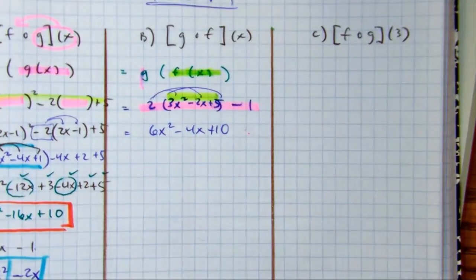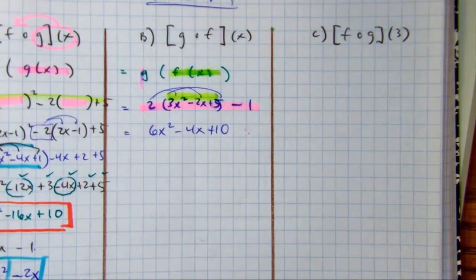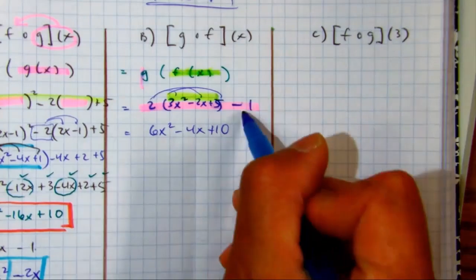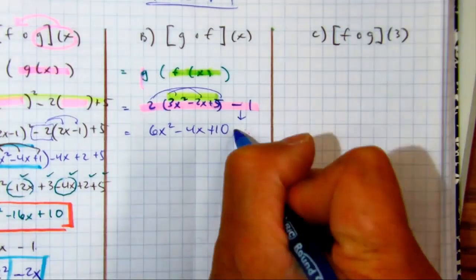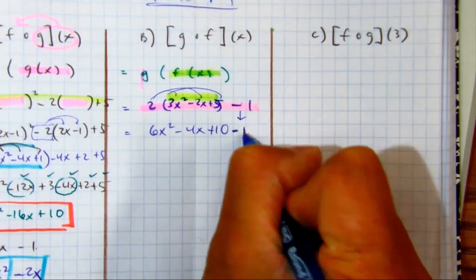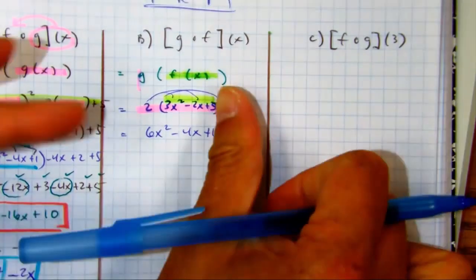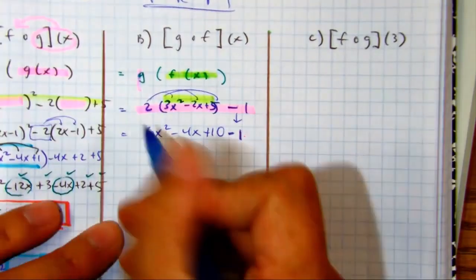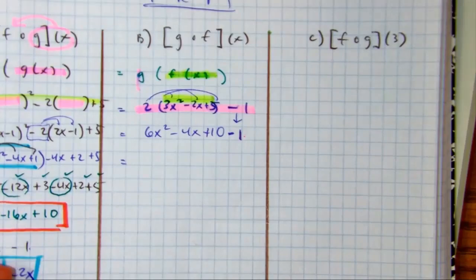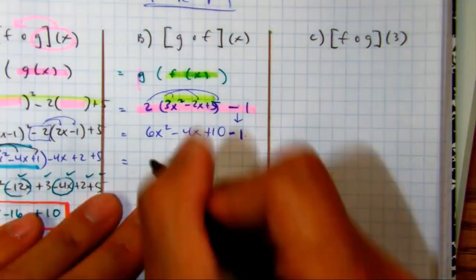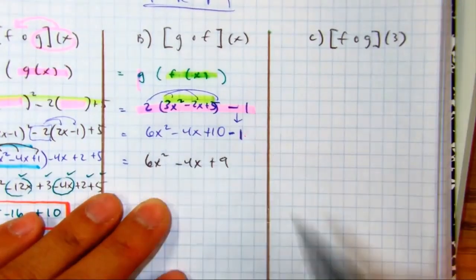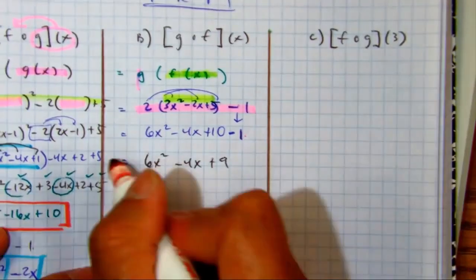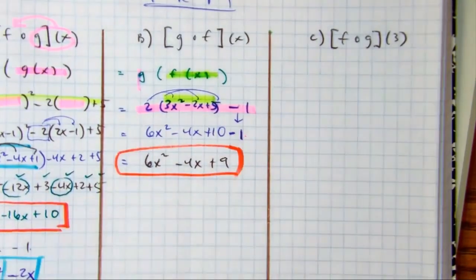Now you can factor that. Here's a common mistake for students in years past. They forget about the -1. Don't forget that. So just because you're distributing the 2, don't forget the -1. Boys, when you combine like terms, what do you get? 6x squared minus 4x plus 9. Raise your hand if you got that. Good job.